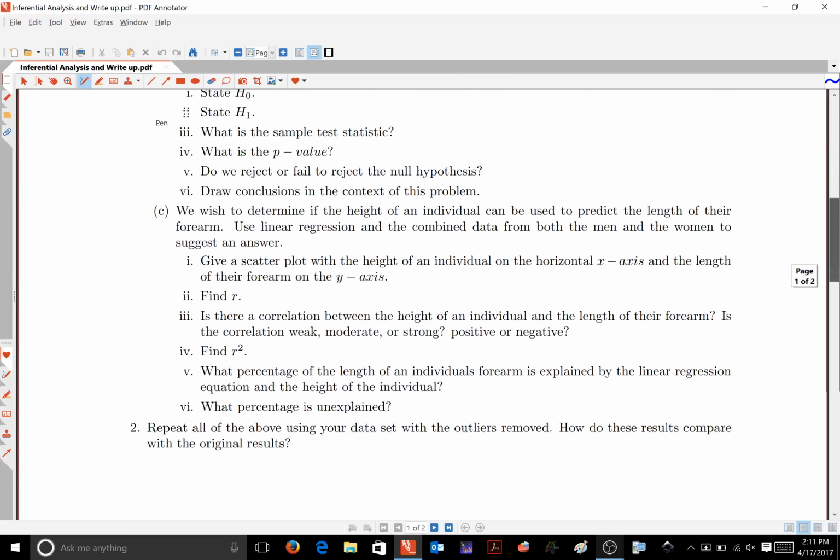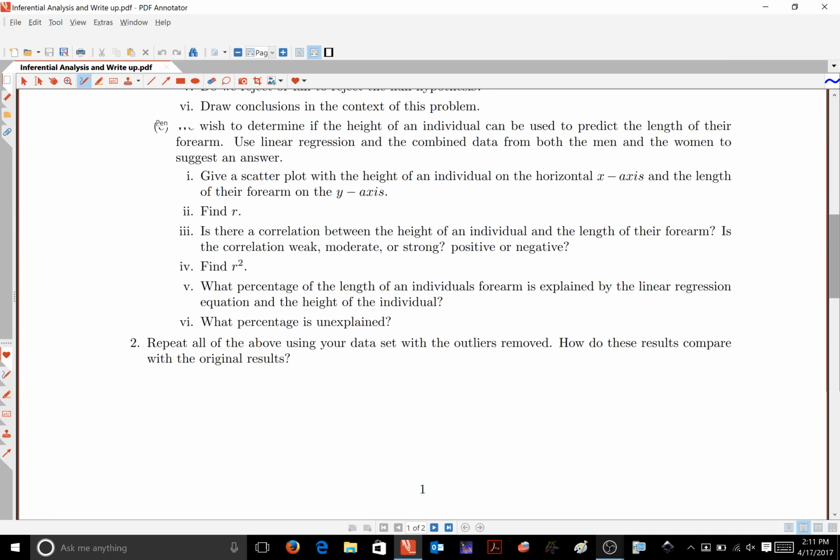And then part number 2 here says, repeat all of the above using your data set with the outliers removed. So the first part is all of the data, and the second part is outliers removed. We have already talked about removing the outliers in the first part of the project. So you should have the two data sets, one with everything in it, one with the outliers removed. Repeat the process with the outliers removed.